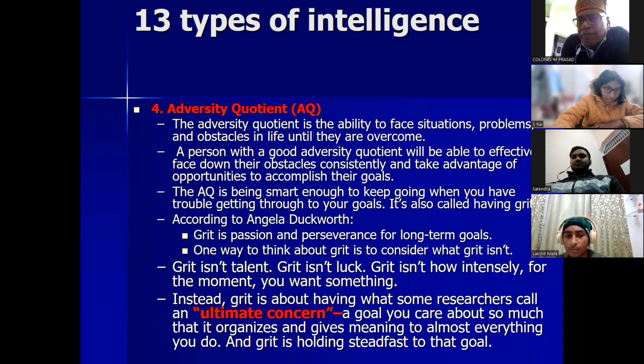That's where grit comes into play. Is grit a talent? Is it luck? No. Then what is it? Grit is about having what some researchers call an ultimate concern, a goal you care about so much that it organizes and gives meaning to almost everything you do. What does grit mean? You have decided to join and become an officer. You must put in all your head and heart to become an officer. That's simple. That is what grit is. You must change yourself. You must improve.